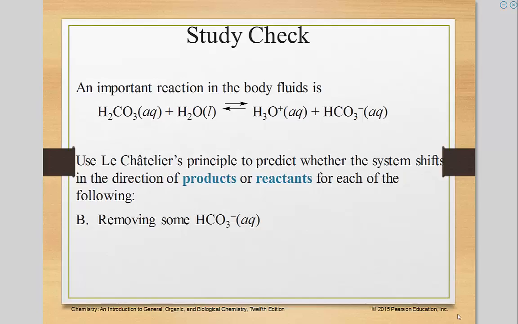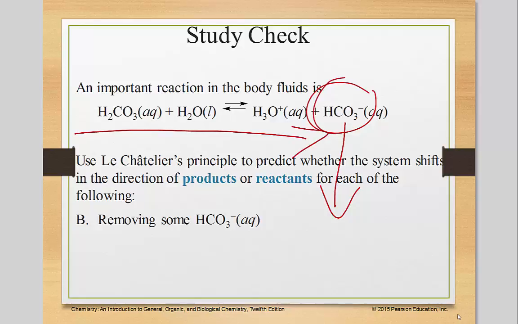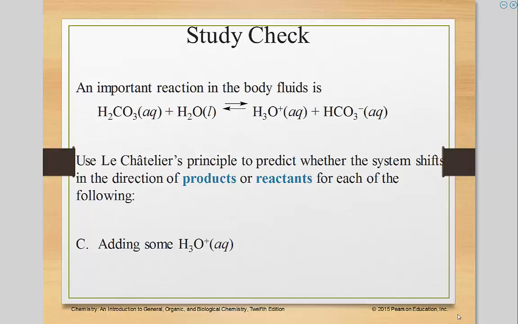Okay, here's the same equation. What if we remove some of this? We're taking that out of the reaction. You're going to end up producing more products again to try to fill that void. Now you're adding H3O plus here. Since we have an excess of H3O plus, it's going to get pushed to the left. You're going to end up producing more reactants. And that's how you do equilibrium with Le Chatelier's principle.